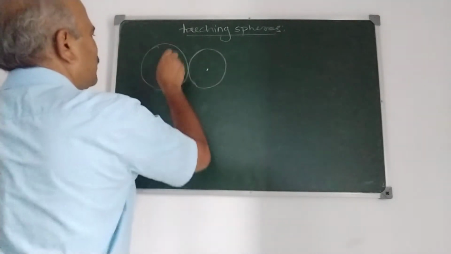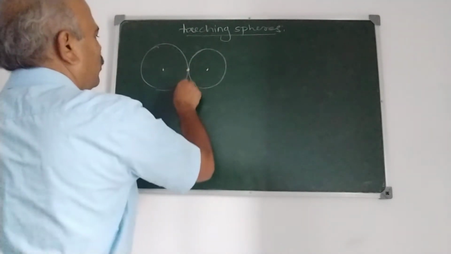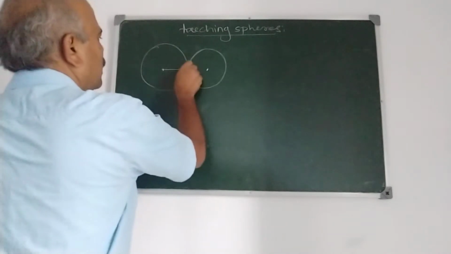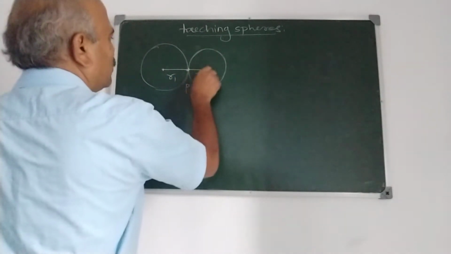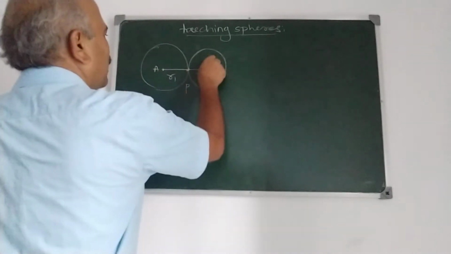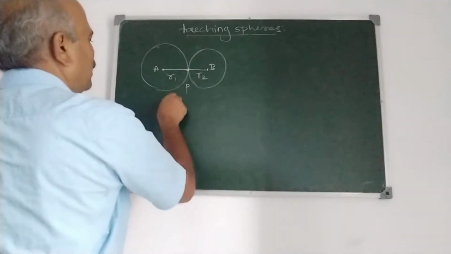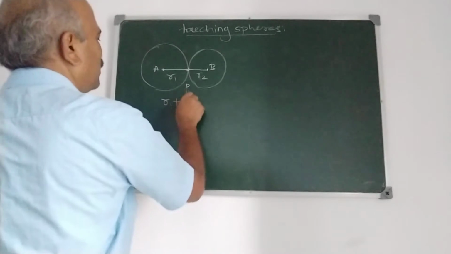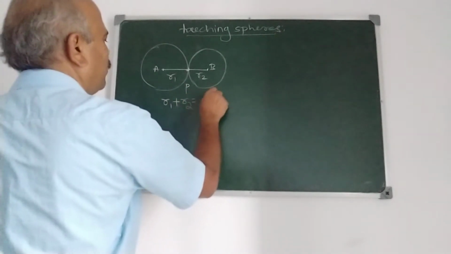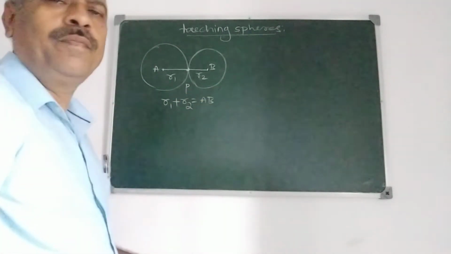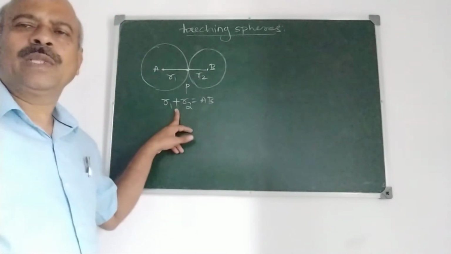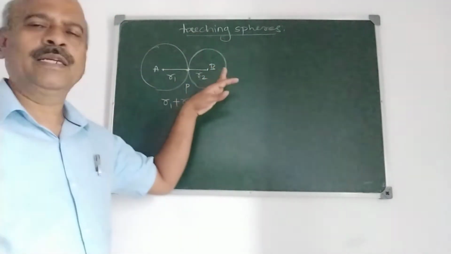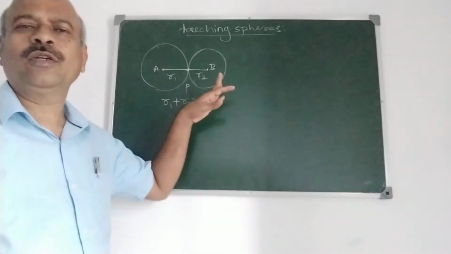Suppose these are the two spheres, and they touch each other at the point P. If R1 is the radius of the first sphere, R2 is the radius of the second sphere, and A and B are their centers, then R1 plus R2 is AB. Therefore, this is the analytical condition. We study analytically here. Therefore, it is called analytical geometry.